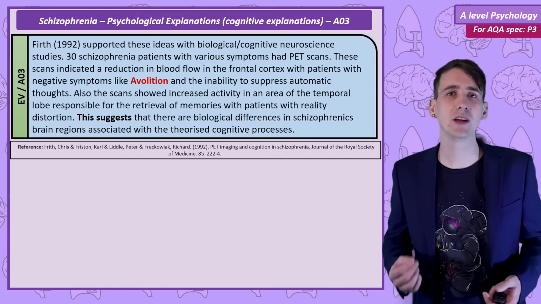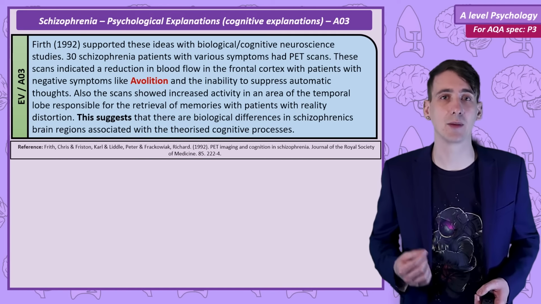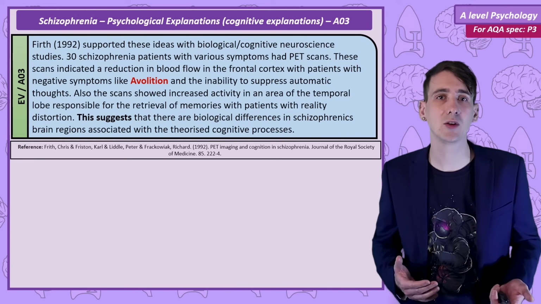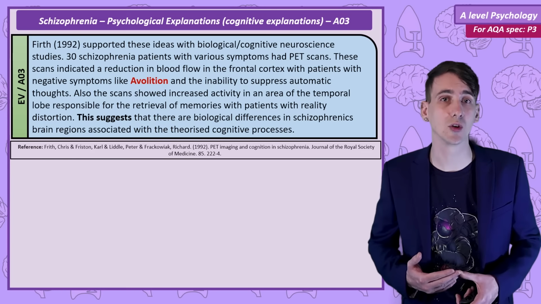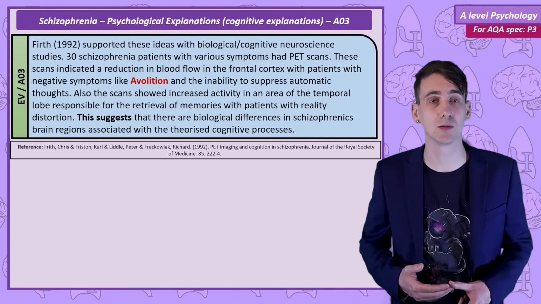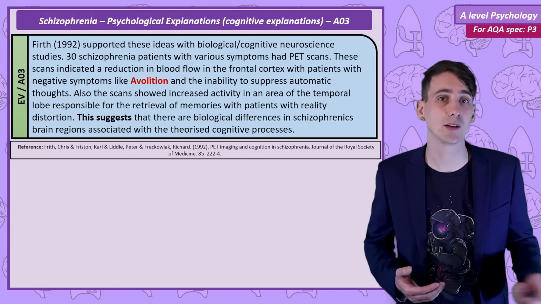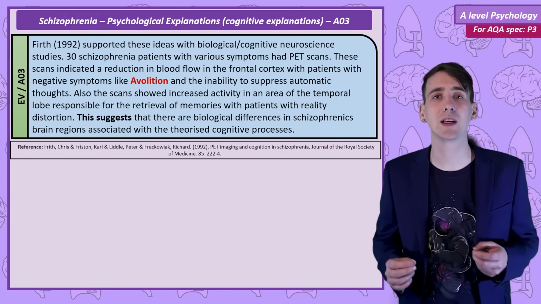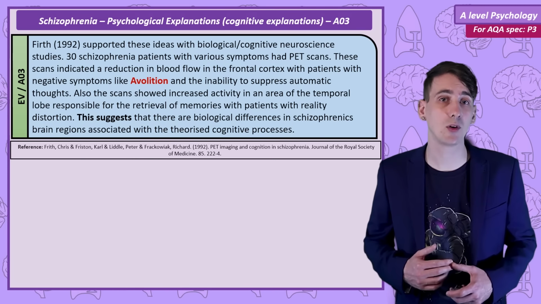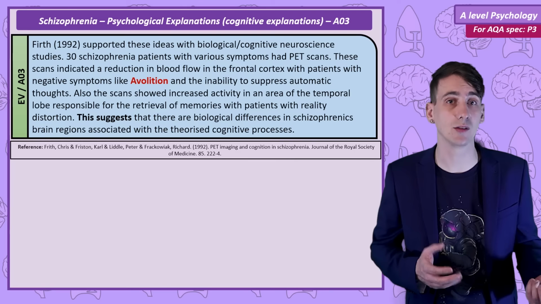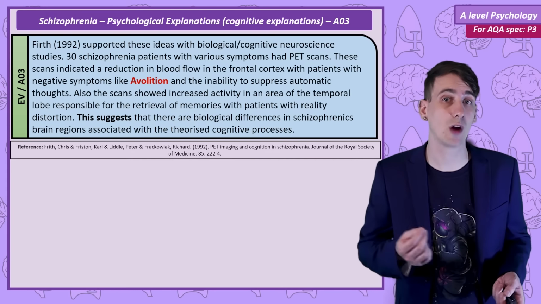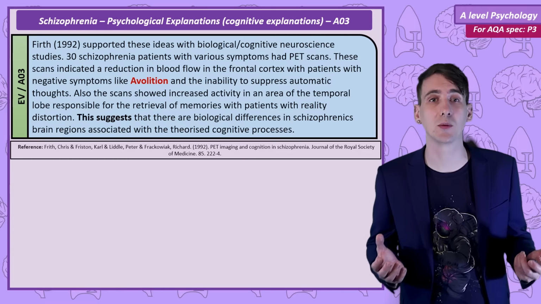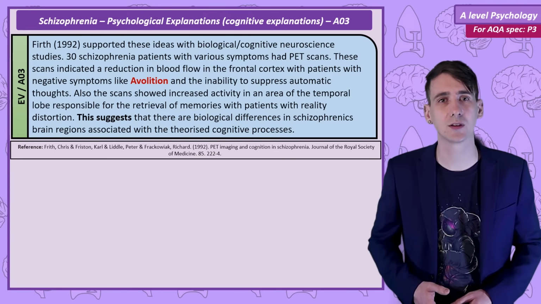When coming to evaluate, we can consider brain imaging evidence provided by Firth. 30 patients had PET scans, and these scans revealed a reduction in blood flow to the frontal cortex in patients with negative symptoms like avolition and an inability to suppress automatic thoughts. The same scans also showed an increased activity in areas of the temporal lobe that are associated with retrieval of memories in those patients with reality distortions. All of this suggests that there are differences in the way that people with schizophrenia process thoughts.